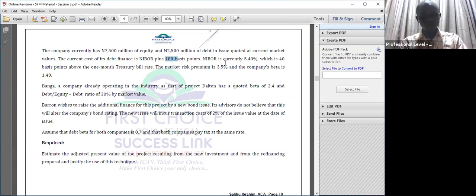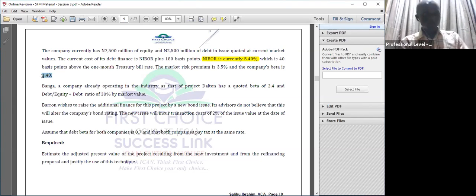NIBOR is currently 5.4%. It means that my cost of debt is NIBOR, which is 5.4%, plus 1.8, because 180 over 100 gives you 1.8. So my cost of debt is 5.4 plus 1.8. NIBOR is currently 5.4%, which is 40 basis points above the 1-month Treasury bill rate. The market risk premium is 3.5%, and the company's beta is 1.4. Which company are we referring to? Barron. Barron's beta is 1.4.